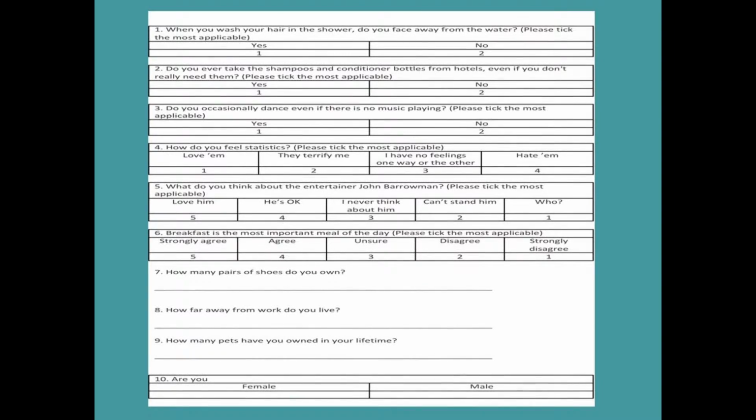This was the questionnaire. I talked to you about doing the questionnaire. This is the questionnaire I gave to 78 of my colleagues. And you can see it's really, really simple, but I chose it because it's got nominal, categorical and ordinal data on there. So when you wash your hair in the shower, do you face away from the water, yes or no? So that's nominal, isn't it? You're putting a name on yourself.